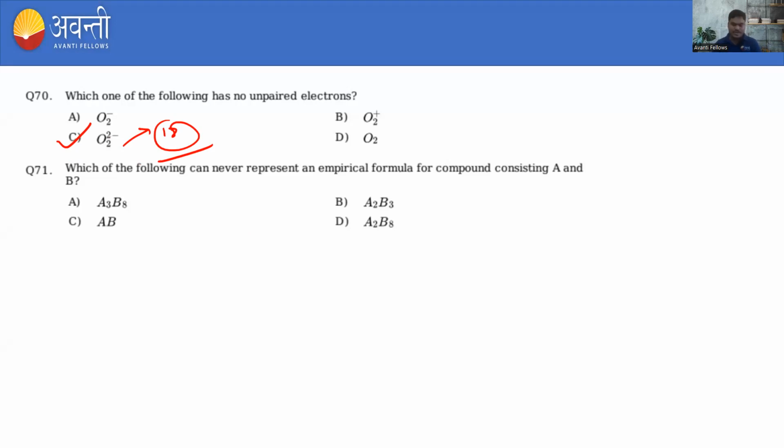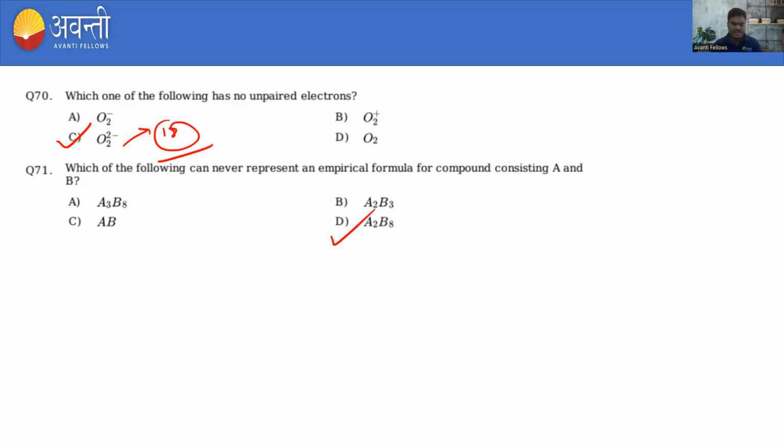So you have to calculate which of the following can never represent the empirical formula. Always remember this empirical formula: the ratio of the number of atoms in the molecule has to be a simple whole number ratio. And this one, 2 by 8, is not a simple ratio, right? This is not the simple whole ratio. That's why this can never be an empirical formula.